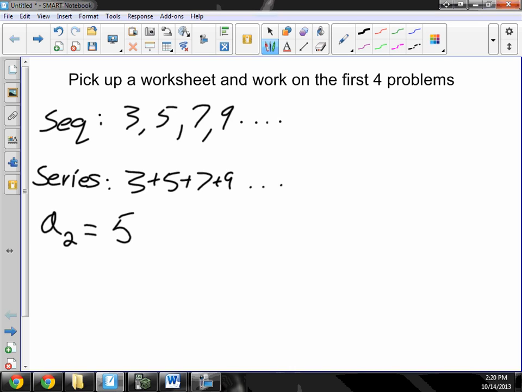And for sequences, sometimes we use a sub n or b sub n or f of n or lots of different things. But when we talk about series, we always use an s. So s sub 2, what does that mean? It means the sum of the first two terms in the sequence a sub n. So the series s sub 2 is the sum of just the first two. Okay? So s sub 2 is 8.